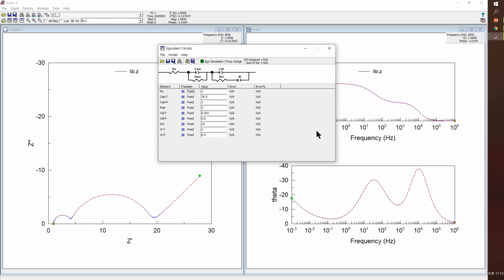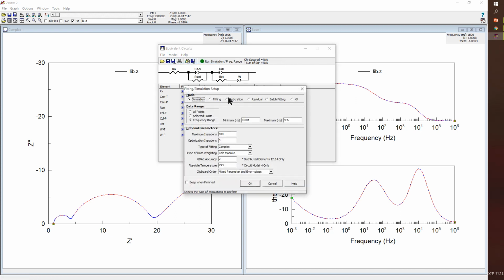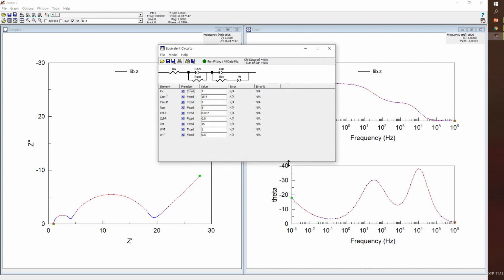And then let me try to change the mode from the simulation to the fitting mode. So edit fit parameters, and right now we are on the simulation, but let me move to the fitting section, and let me check all points. Then okay, right now we are ready to fit the experimental data with this equivalent circuit model.